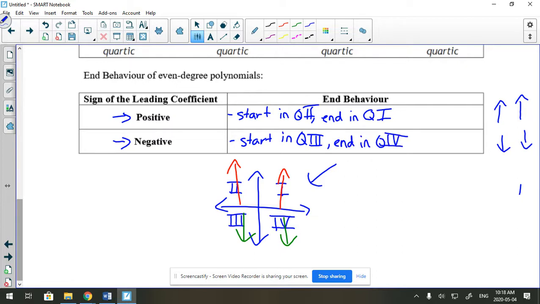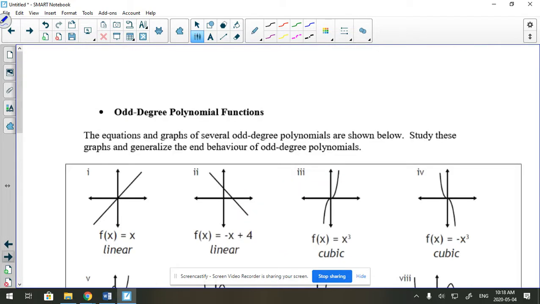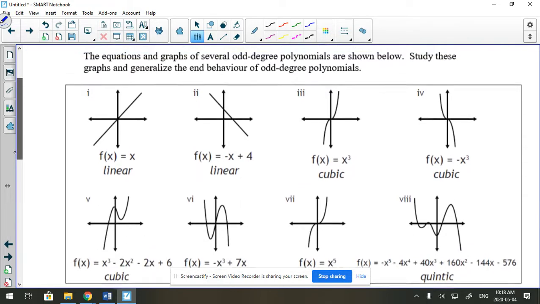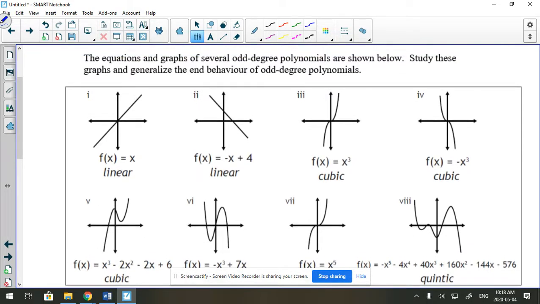Okay, so that is for even degree polynomial functions. Let's look if it's an odd degree function. So that's on the next page here. So looking at odd degree here, all different examples of odd degree functions. So if I figured out the degree of each of these, they'd be an odd number, like 1, 3, 5, 7, etc. And what you'll notice is it starts and ends opposite. Either one is up, the other one is down, or the other one's down, the other one's up.